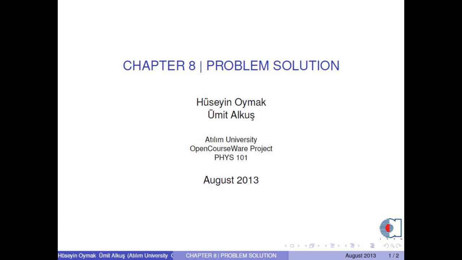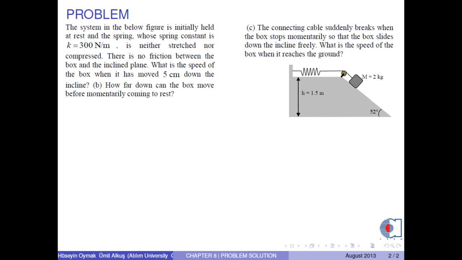In this video, we will solve one problem in Chapter 8. The system in the figure is initially held at rest and the spring, whose spring constant is k equals 300 newtons per meter, is neither stretched nor compressed. There is no friction between the box and the inclined plane. Now the system is set free to move.